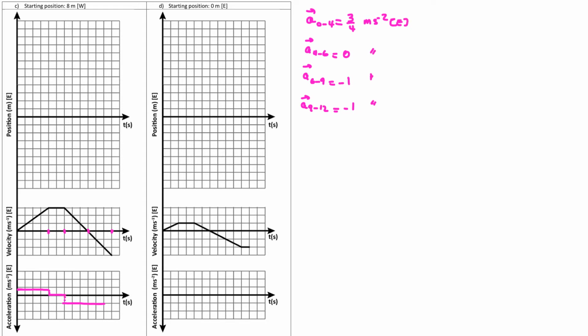I would also have to do the displacement for each one, so I'll do that here. Displacement for 0 to 4, displacement for 4 to 6, displacement from 6 to 9, and displacement from 9 to 12. And to do these, I need the area. So the area for the first part, that's 3 times 4 divided by 2, that's going to be positive 6 meters in the east direction.